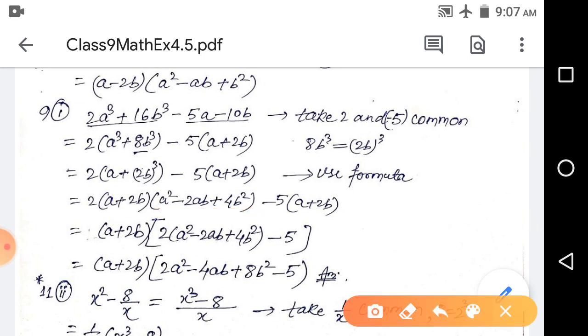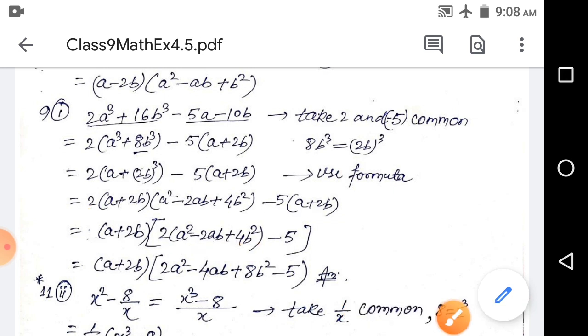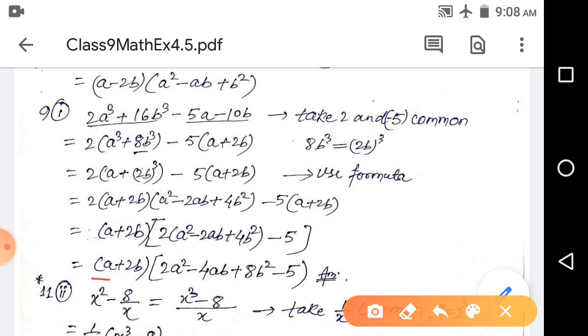Now this term is taken common, so what is left? The bracket is left with a square minus 2ab plus 4b square, with this minus 5 also there. Now we solve for those. Here we have a plus 2b whole into 2a square minus 4ab. Why 2a square? Because 2 is multiplied with a square, this 2 is multiplied with this 2ab, this becomes 4ab, and this 2 is multiplied with this 4b square, this becomes 8b square, and minus 5 remains here. So this is the final factorization for question number 9.